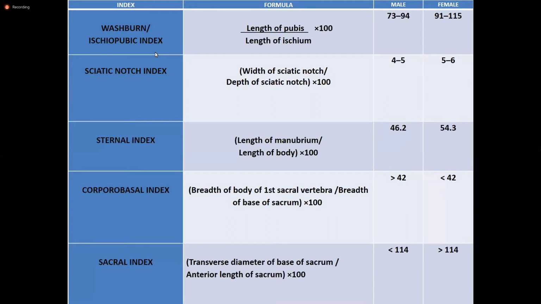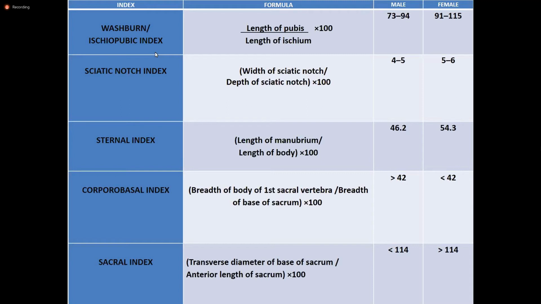Then the sciatic notch index. This is also a very important index, and this is usually even calculated when we have a dead infant with us, and this gives a very accurate estimation. This is also one of the most important indices where we calculate when we have to determine the sex. So ischiopubic and sciatic notch index are two very important indices. Sciatic notch index is the width of the sciatic notch divided by the depth of the sciatic notch into 100, which comes to be about 4 to 5 in males and 5 to 6 in females.